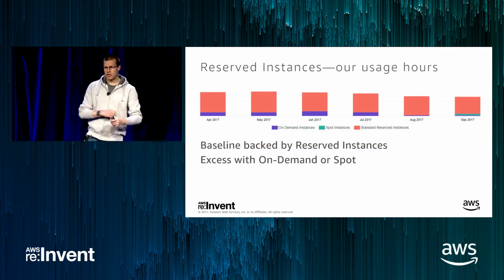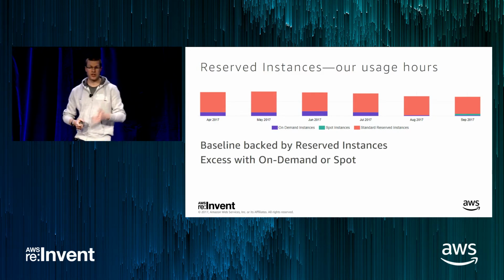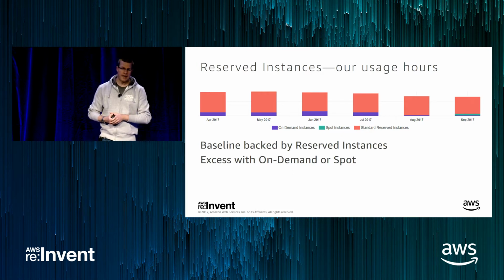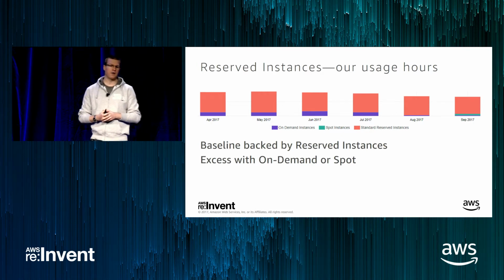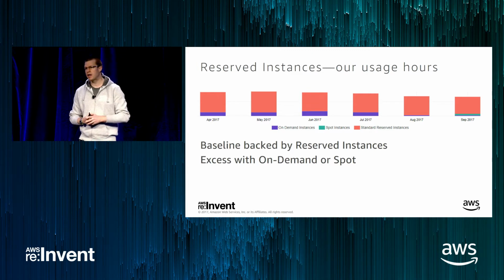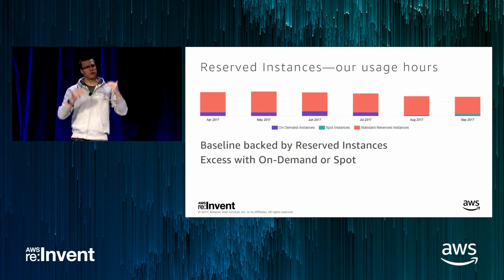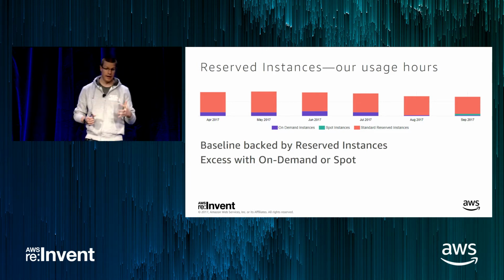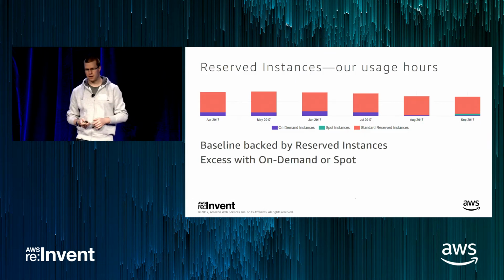So we already talked about the Cost Explorer. This is a screenshot out of our Cost Explorer. And as you can see here, most of our instances are really running on standard reserved instances. So we're trying to run the whole application and the whole baseline on reserved instances. And for the excess, so for those things that are changing inside of our application, like scaling out, scaling in things, we're doing on-demand and spot, but we will come back to that later.